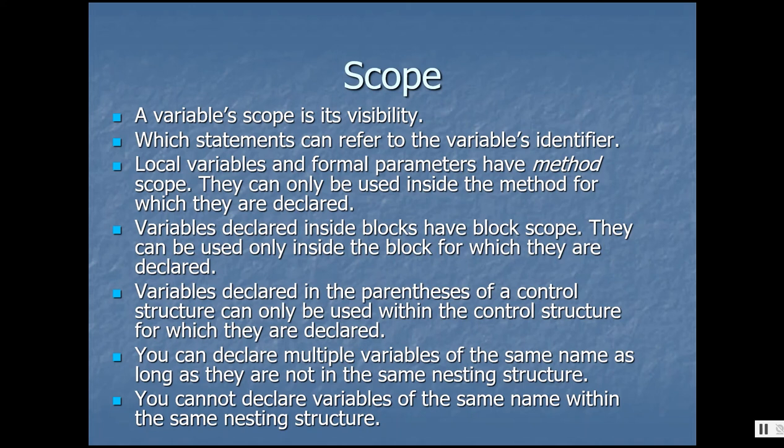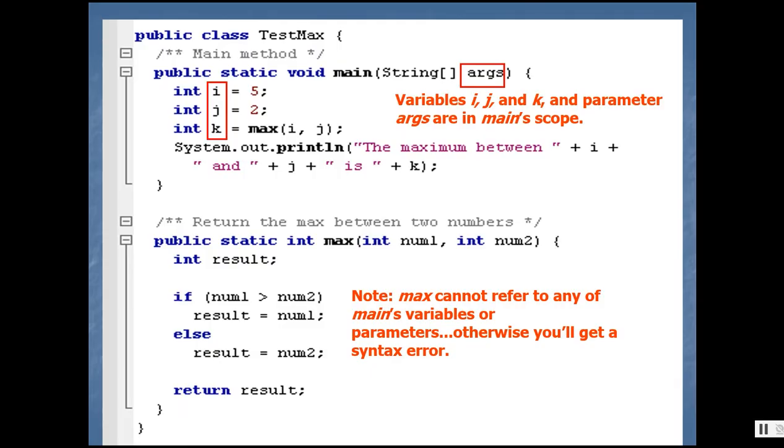It is possible to have many variables of the same name within your code as long as they're not in what's called the same nesting structure, and I'll show you some examples of that. But you cannot declare variables of the same name within the same nesting structure. So let's take a look at this example.